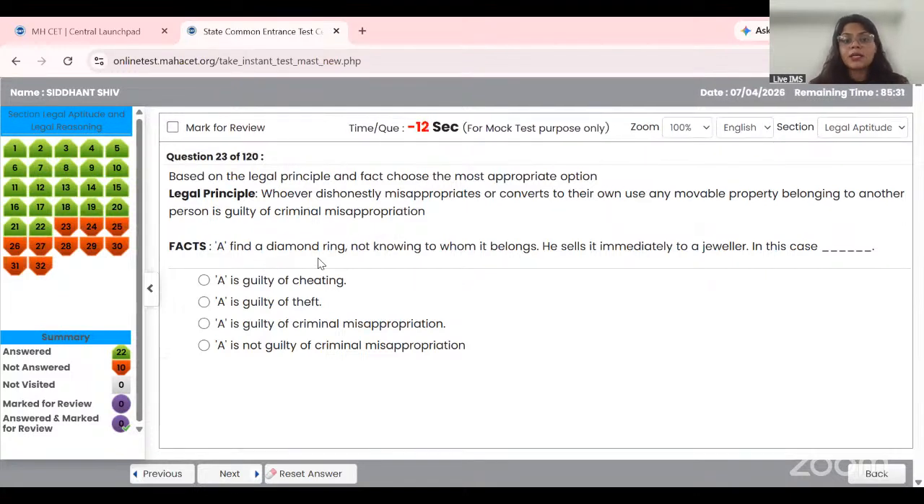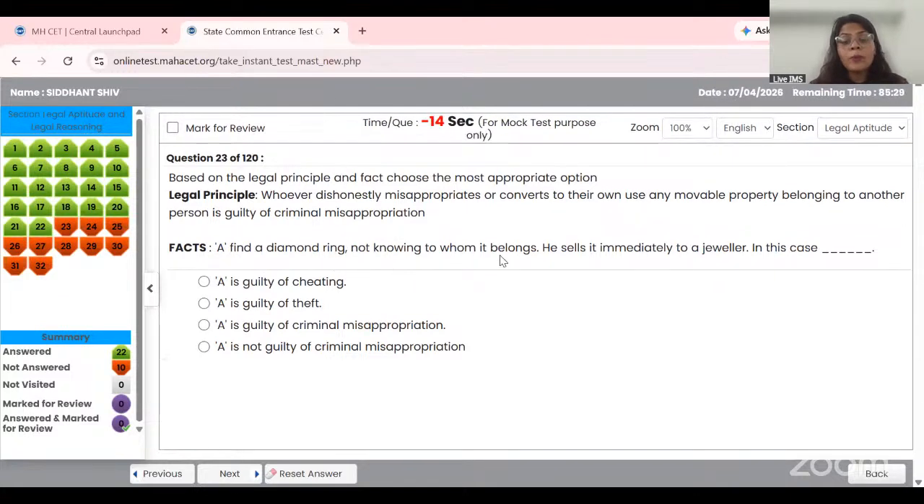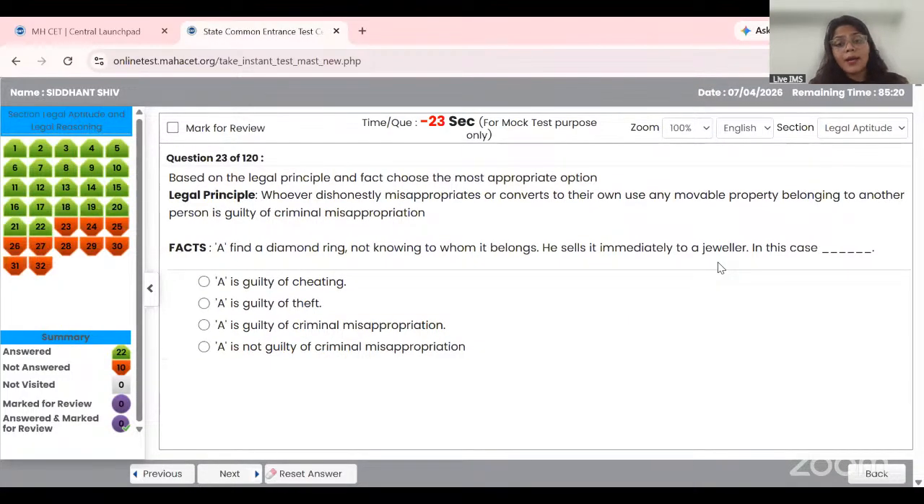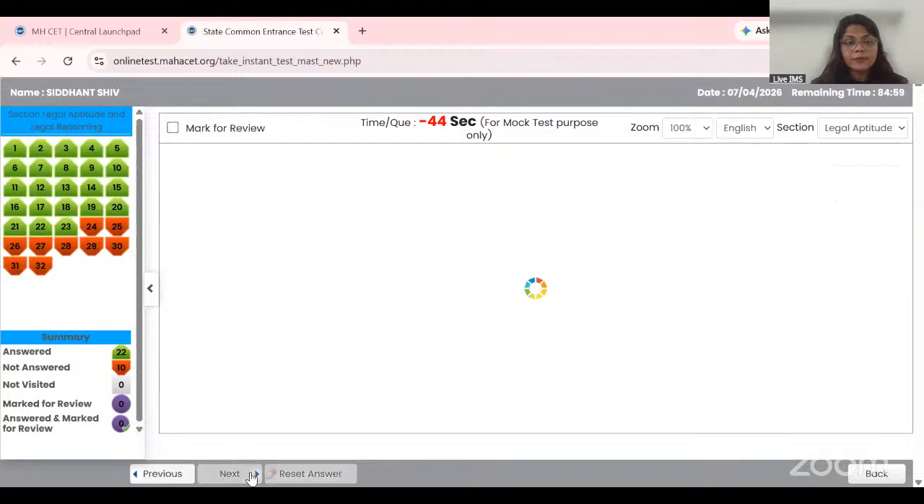A finds a diamond ring not knowing to whom it belongs, and then he sells it immediately to the jeweler. As a person who finds something which is not mine, my first duty is to go and report about it, right? But when I did not do that, I tried to sell it. In fact, I have already sold it. What I have done is I have converted that property to my own use. So yes, I am guilty of criminal misappropriation in this case. Correct?